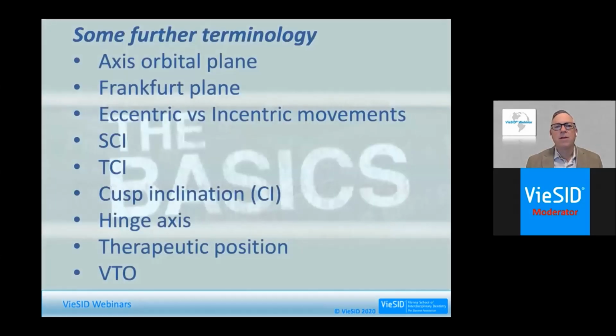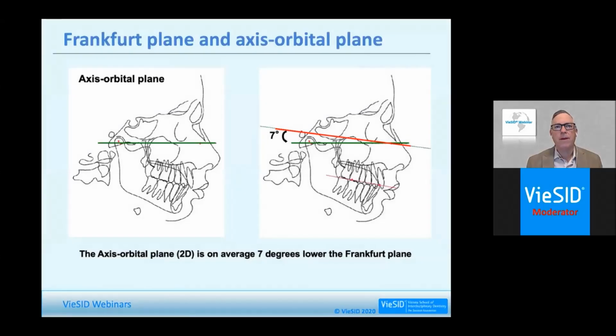Next, we'll look at definitions of the axis orbital plane, Frankfurt plane, review again eccentric versus incentric movements, the SCI, the TCI, the cusp inclination, hinge axis, therapeutic position, and the definition of a VTO. Reference planes are important as they allow us to compare and relate our findings, both on an ongoing basis to our patients, as well as between patients based on statistical norms.